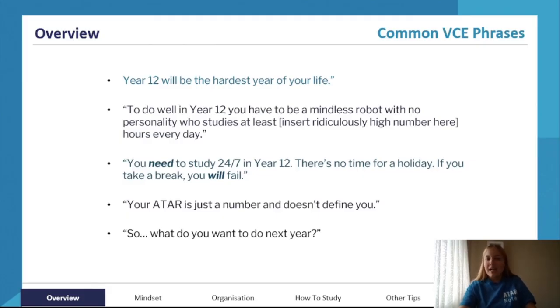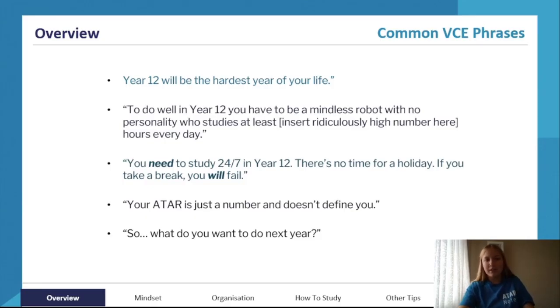Your ATAR is just a number and doesn't define you. Now that's another saying. Now with this one, am I going to say that that's completely untrue? Well, not really. We know we need to get obviously the ATAR that we need, the minimum ATAR to get into the specific course that we would like to do.